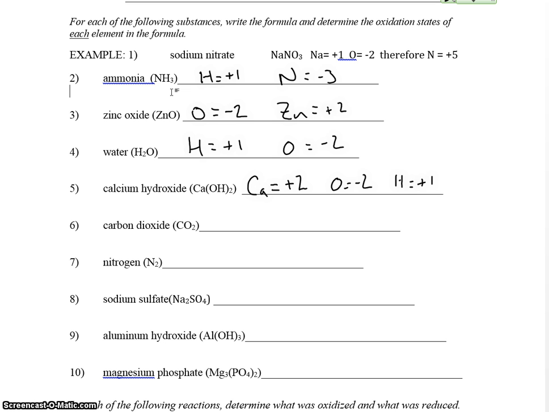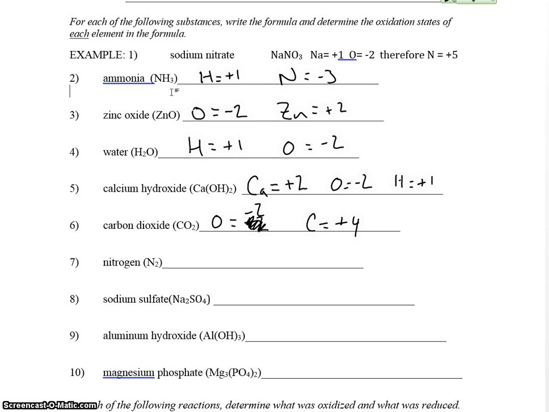Let's take a look at carbon dioxide. Well, we know oxygen, again, is a -2. Carbon, we don't have one of those definitions. We don't say carbon is always going to be a certain number. So we look to see what would balance it. So 2 -2s will bring us down to a -4. To balance that -4 out, that must mean that our carbon has a +4.